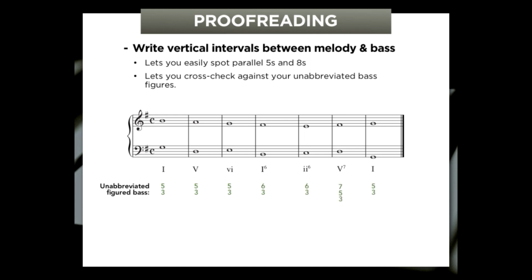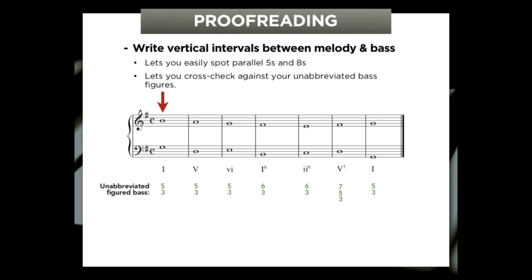The 1-6 and the 2-6 chords, those are abbreviations for 6-3. 5-7 is an abbreviation for 7-5-3, and so forth. And the reason we do this is because if we analyze the outer voices, if we analyze these 2 melodies in terms of their intervals, the intervals we have should match up to the unabbreviated bass figures.